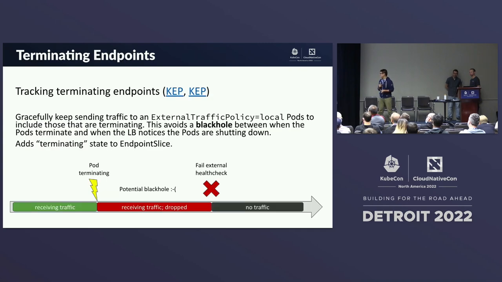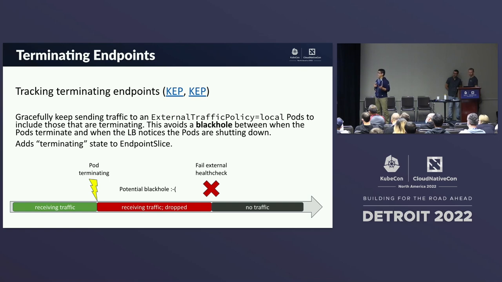The next feature is a pretty critical one. Originally, the behavior of Kubernetes and kube-proxy is that if you have external traffic policy local, when the pod turns into a terminating state, the pod disappears from the endpoints, so kube-proxy will say, hey, the pod is not there, and you may end up receiving traffic during this interval before the pod actually disappears, and that traffic is dropped. We noticed that if the pod is still running on the node, we should probably still send it traffic if we're receiving traffic for it.